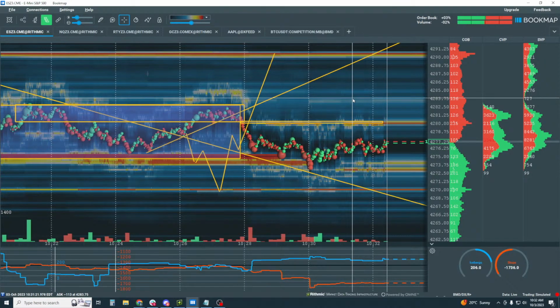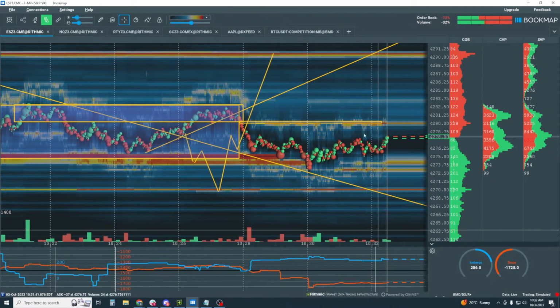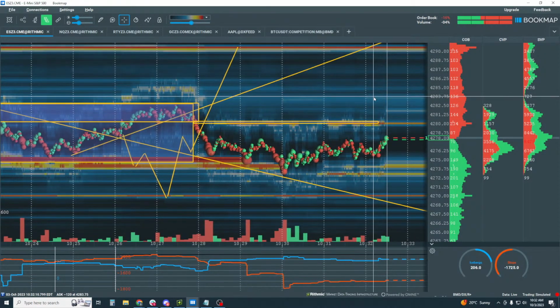How can you see if stops get hit? Well, we have stops and icebergs here in Bookmap and futures.